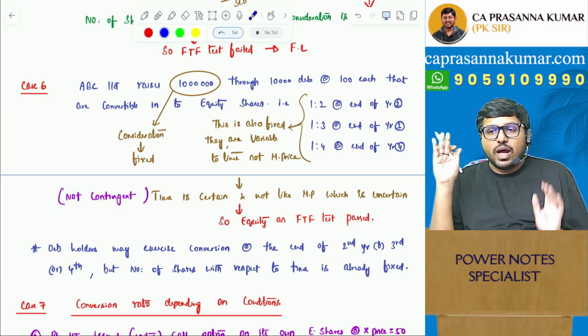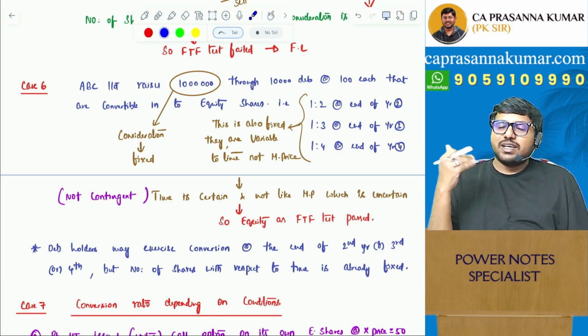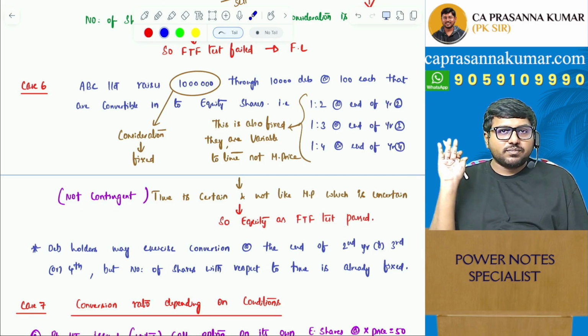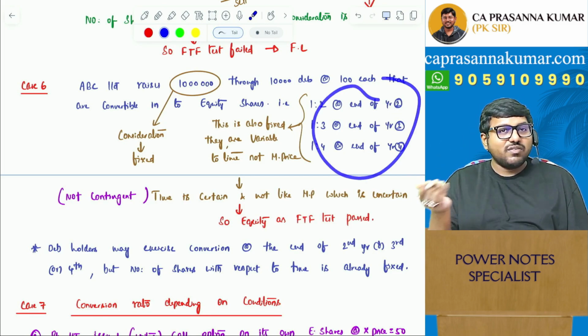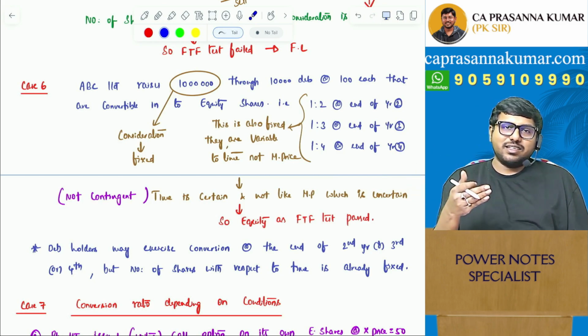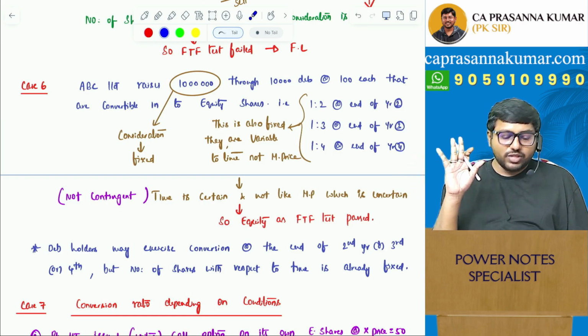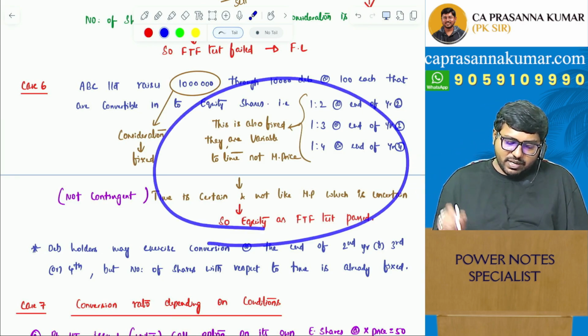Time is certain to happen. Time will happen for sure. No matter what, year 2 will come. No matter what, year 3 will come. No matter what, year 4 will come. And any one will happen out of the 3. All the 3 will not happen, obviously. So depending upon when you are going to redeem, earlier, less number of shares. Later, more number of shares. And time is certain. It is not contingent. It will happen for sure. Therefore, the fixed to fixed test is passed.